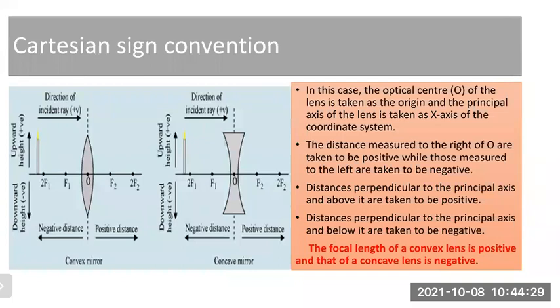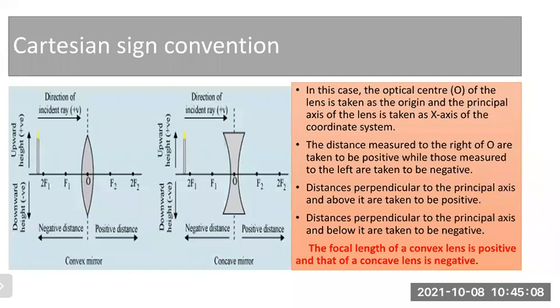So, we have seen that in Cartesian sign convention, we consider the optical center of the lens. It is taken as the origin, and the principal axis of the lens is taken as the x-axis of the coordinate system, and the distances measured to the right of the optical center are taken to be positive, while those measured to the left are taken to be negative. Then we have seen distances perpendicular to the principal axis or above it are taken to be positive, and distances perpendicular to the principal axis and below it are taken to be negative.